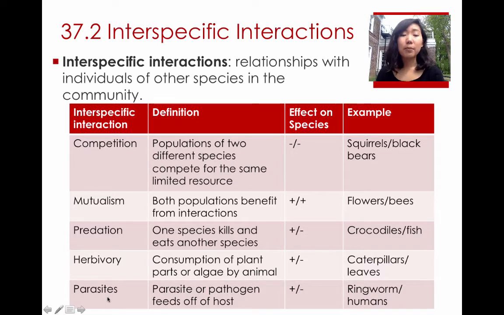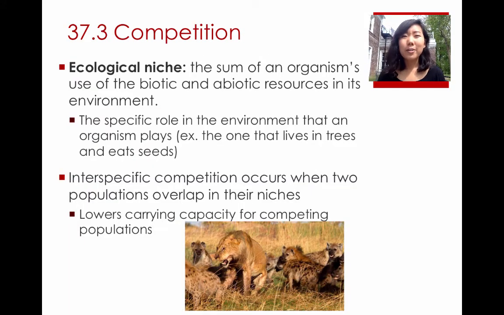And then the last example is parasites. And this is an example where parasites feed off of the host, and so the parasites or the pathogens benefit, but the host obviously is affected by that. An example of that would be ringworms and humans. So the first example is competition.